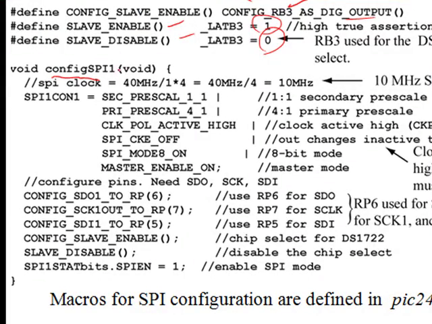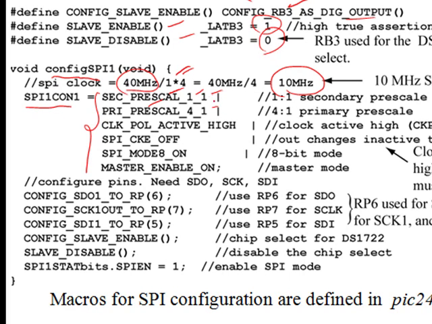This is the configuration of the SPI module itself. It has a configuration register called SPI1CON1. These values here, we're going to configure it for the following. First, we're going to take the instruction cycle clock and divide it by 4 to get a SPI clock of 10 megahertz. This divide by 4 actually involves two separate prescalers. This is the secondary prescaler, and this is the primary prescaler.